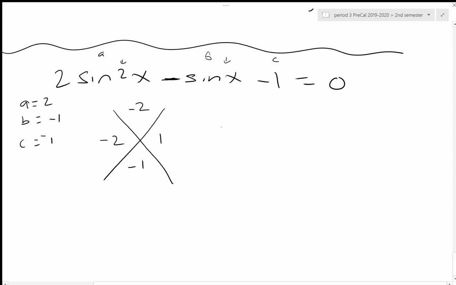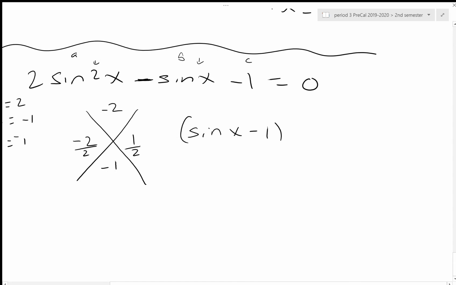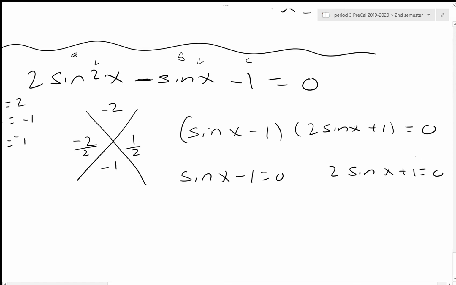We're going to write our answer as divide by a. Forget about that. So this first one becomes sine of x minus 1. And then this one, when it's a fraction, the denominator goes first. So 2 sine of x plus 1 equals 0. Then I separate it. Sine of x minus 1 equals 0. 2 sine of x plus 1 equals 0.